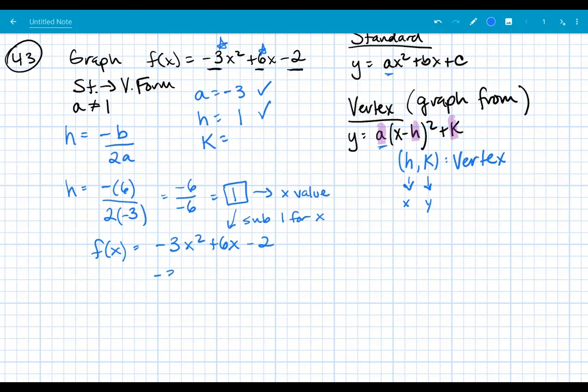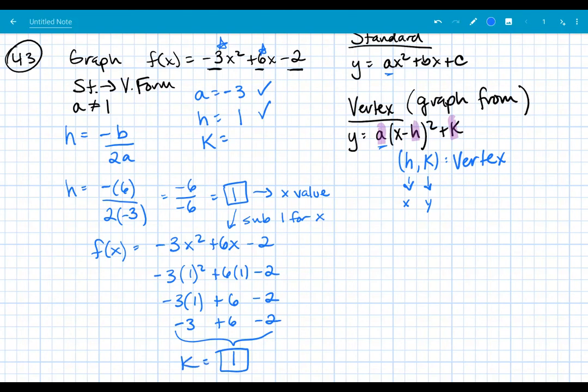So what I have now is negative 3 times 1 squared plus 6 times 1 minus 2. Simplifying that, whenever we're simplifying or solving, use order of operations. So we're going to solve the 1 squared first. So this is the same thing as negative 3 times 1 plus 6 times 1 is 6 minus 2, which is the same thing as negative 3 plus 6 minus 2, which, doing a quick little mental math, is 1. So this is my k value. Keep in mind, this is just a special y value.